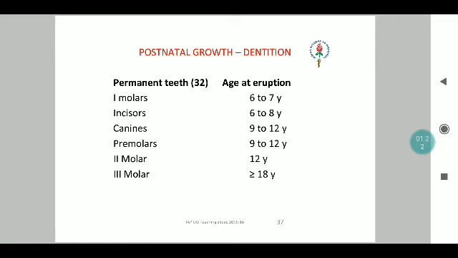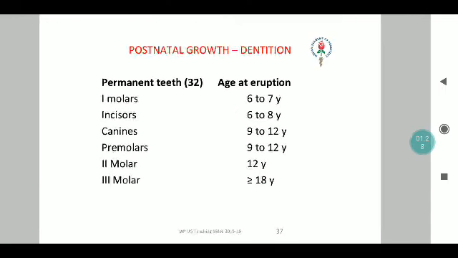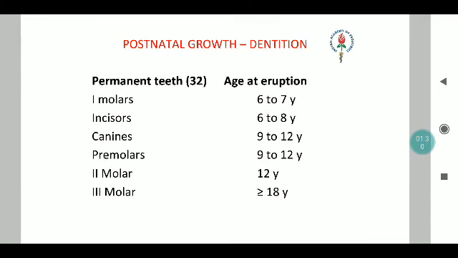Moving on to the permanent teeth, the first ones to appear, of course, are the first molars between 6 to 7 years of age, incisors between 6 to 8. The permanent canines appear between 9 to 12, premolars between 9 to 12 as well, but canines do appear before the premolars. Second and third molars, of course, appear subsequently between 12 to 18 years of age.